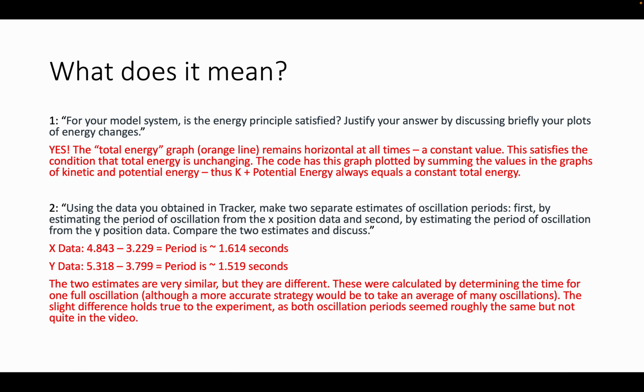And then for question 2 about the oscillation periods, we got that the oscillation period for X was around 1.614 seconds, and the oscillation period for Y was around 1.519 seconds. And these are very similar, but they are different. They were calculated by determining the time of one full oscillation using that tracker data. And then the slight difference holds true to the experiment, as they both looked basically the same, but you could tell it was slightly off because they got worse and worse as the video went on.